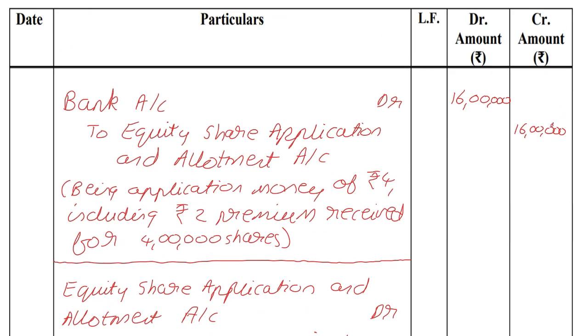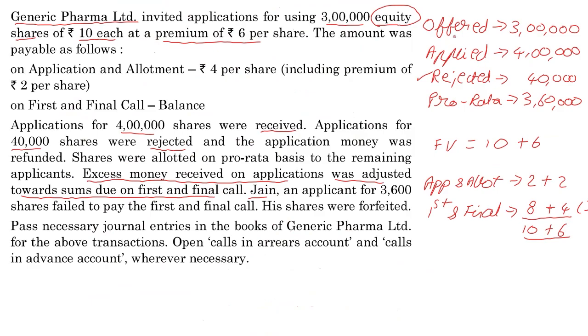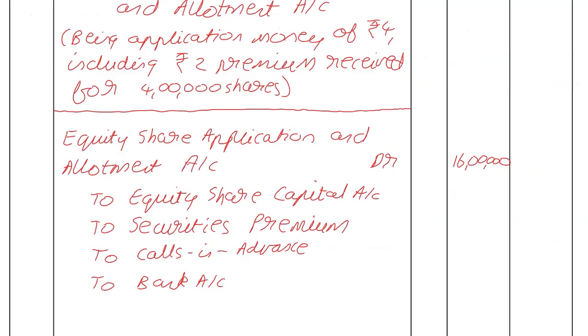So first of all, we credited 16 lakhs here. We will debit 16 lakhs over here. Okay, so we are debiting equity share application and allotment account with 16 lakhs. Now, as far as the equity share capital account is concerned, remember when we're doing application, at the time of application, it is applied into application. At the time of transfer to share capital, it is offered into application. So how much is offered? 3 lakhs. 3 into 2, 6 lakhs will be share capital. 3 into the other two, 6 lakhs will be securities premium. Okay, so we are talking about 6 and 6 lakhs.